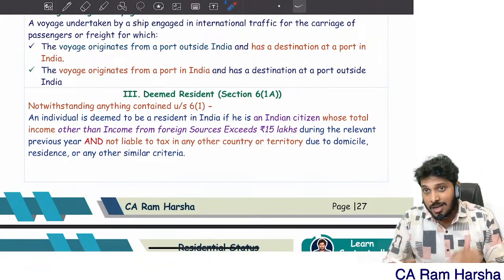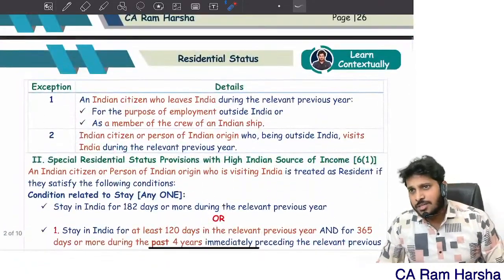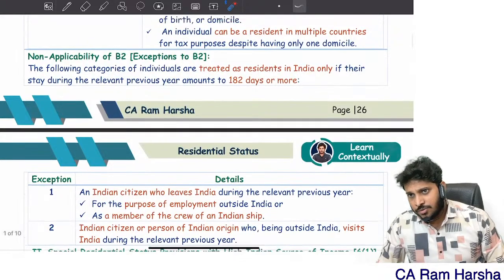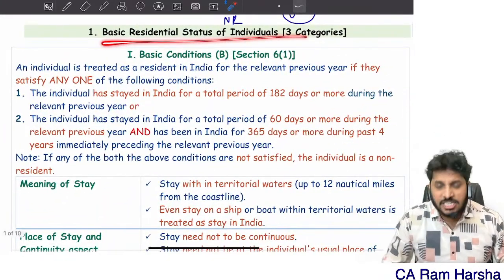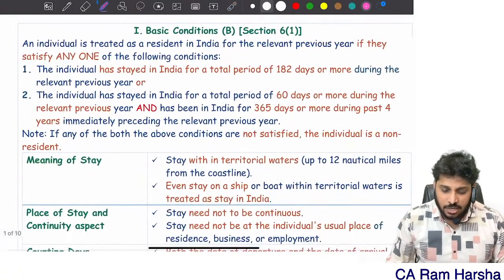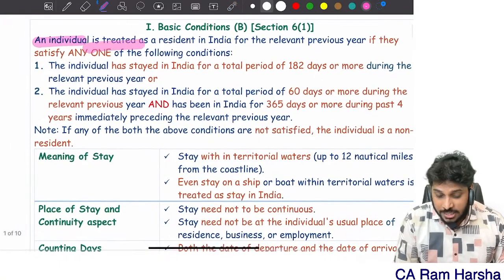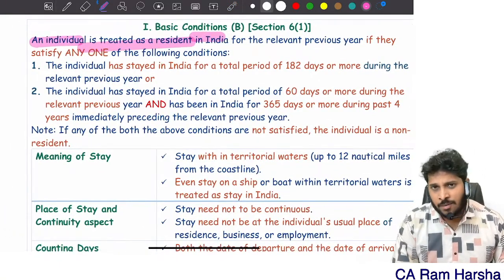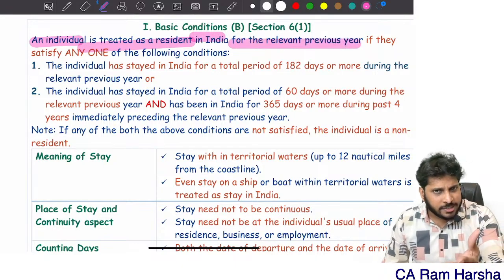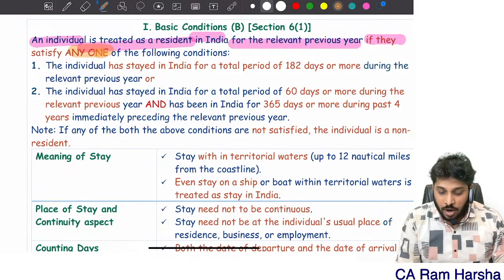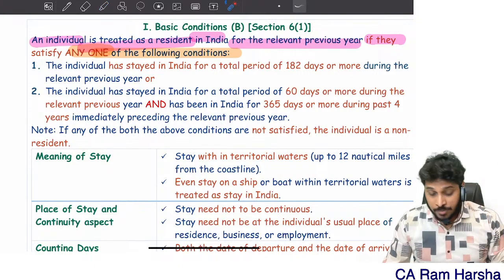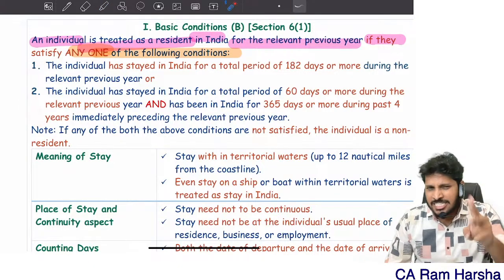So clearly I gave it. Now, just a minute. So basic residential status, category 1. What is category 1? An individual is treated as a resident in India in the relevant year. For you, 23-24 is the previous year, the relevant year. If they satisfy any one of the following conditions, any one is enough.